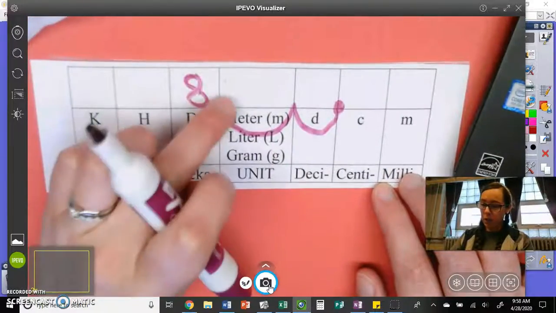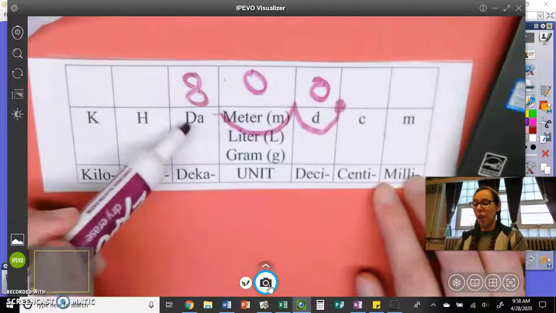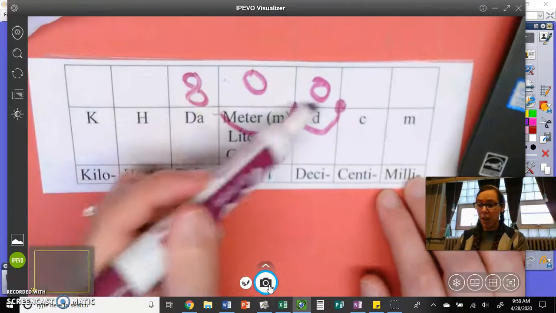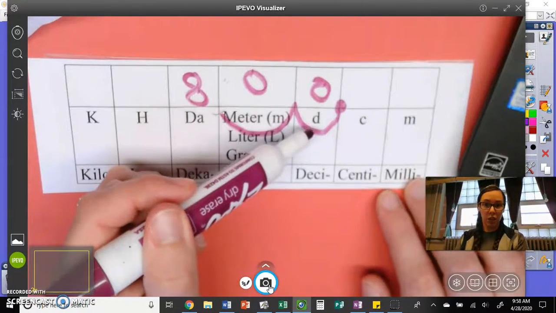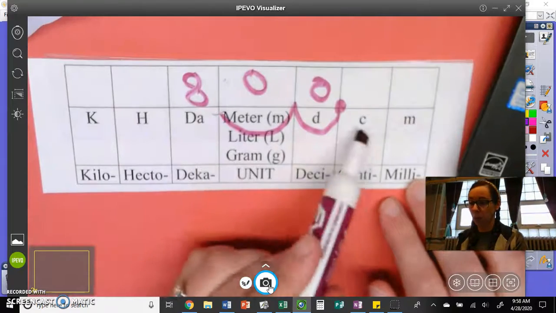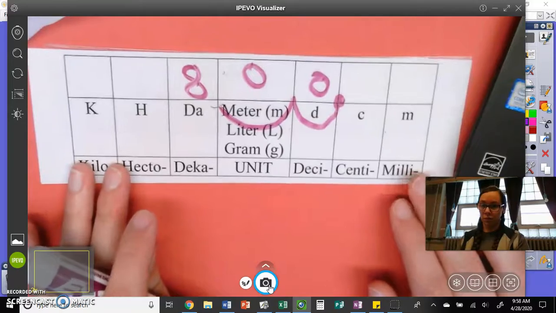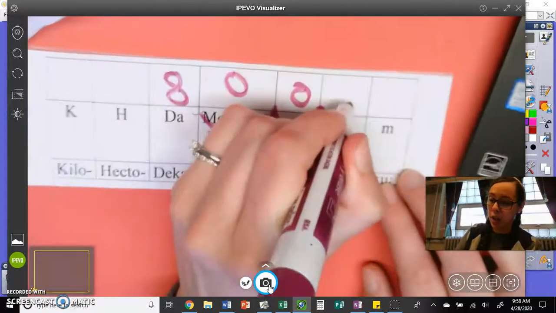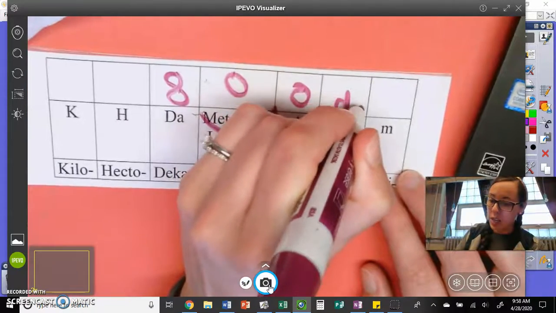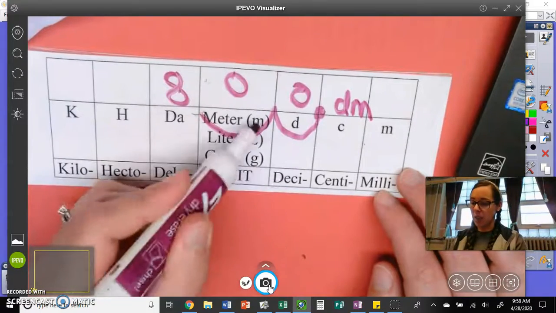Oops. This one's gone. And then we'll fill that in with zeros. So 8 decameters is the same as 800 decimeters. And that's what these little letters up here are for. They're telling you the abbreviation. So to write decimeter, it would be DM. D for deci, M for meter.